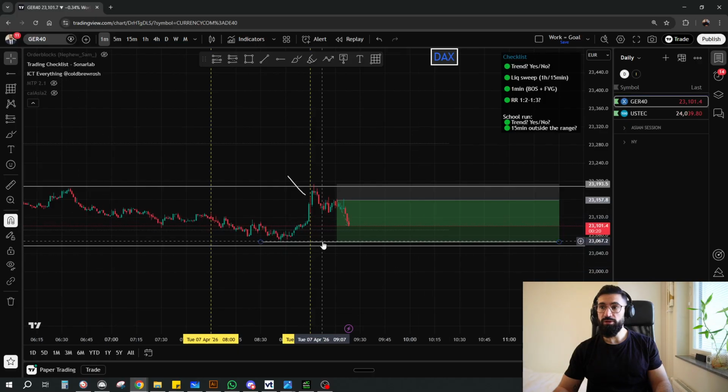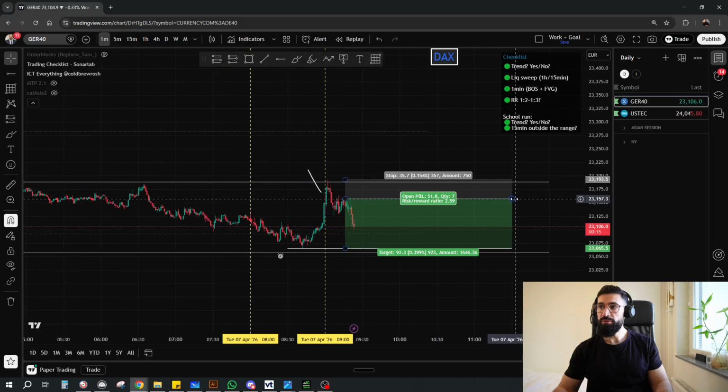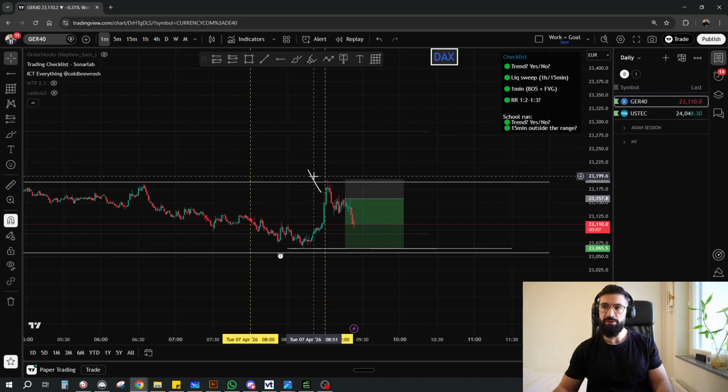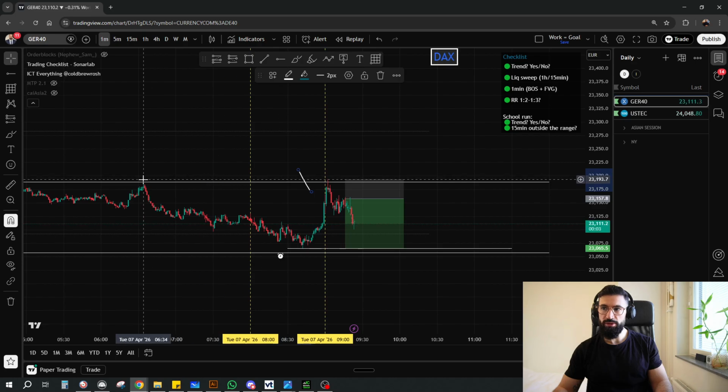Let me just put an alarm right here because I'm speaking and I don't want to miss it. Right? Trend is defined. Yes. Is there a liquidity sweep on the 1 hour or the 15-minute? Yes, it's on the 1 hour liquidity sweep. This candle swept the orders that are sitting above right here.